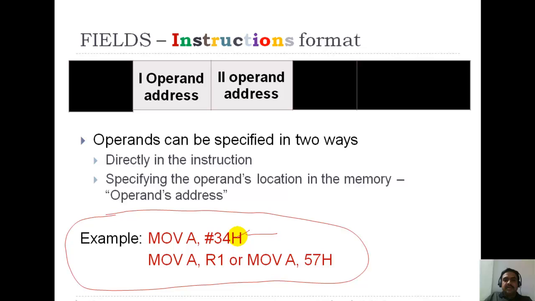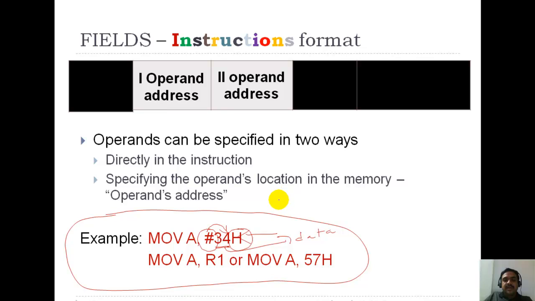This is nothing but immediate data. You see the hash symbol here. Whenever the hash symbol appears, it indicates that the number following the hash symbol is the data. Okay, direct data. And I've already told you H indicates hexa. If you don't put H, it's decimal.